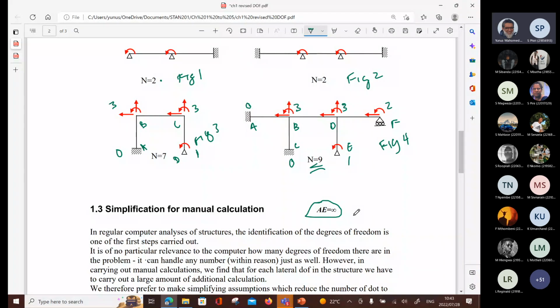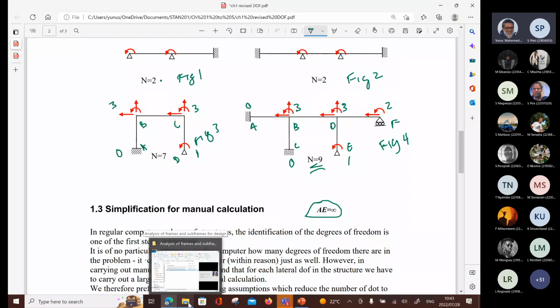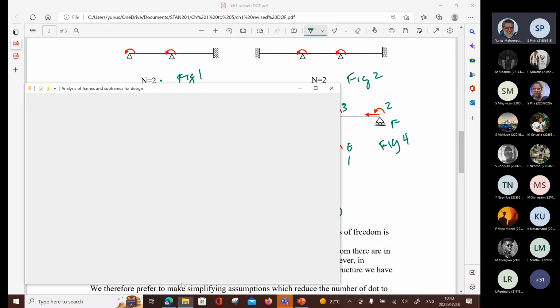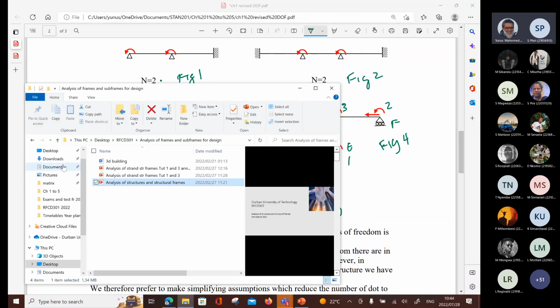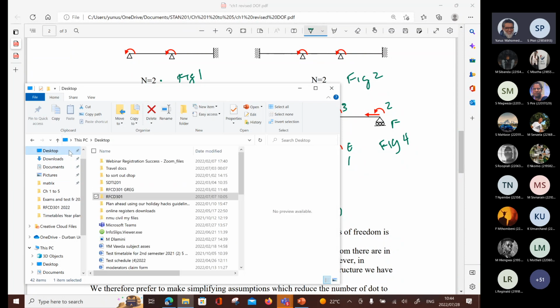If I could just step out of this for a second and show you perhaps what a computer analysis looks like, not a hand one. Let me see if I can find it quickly.